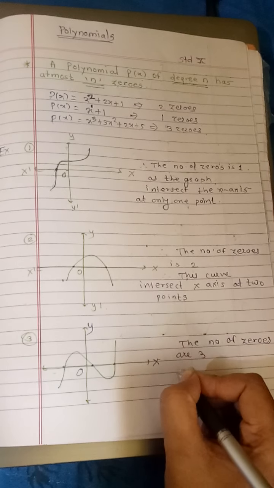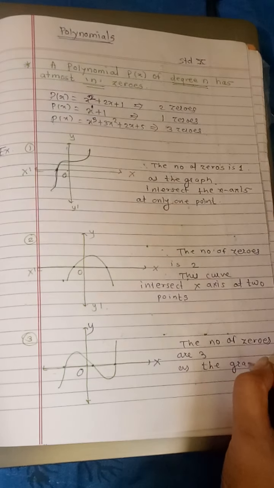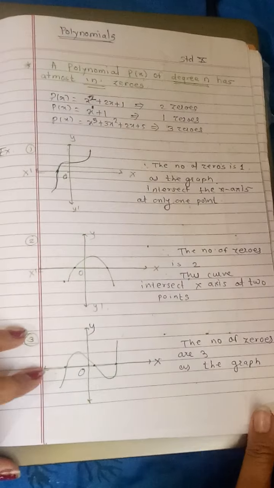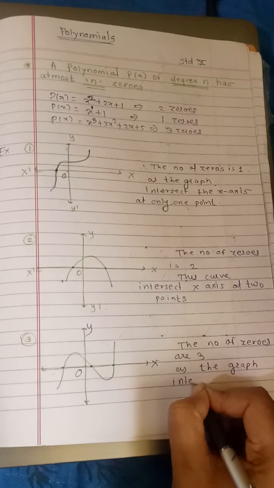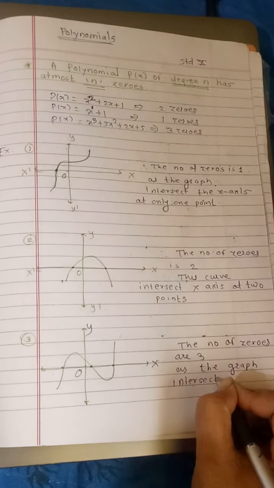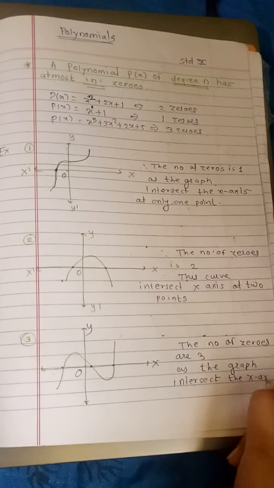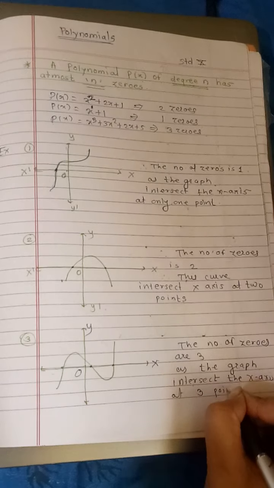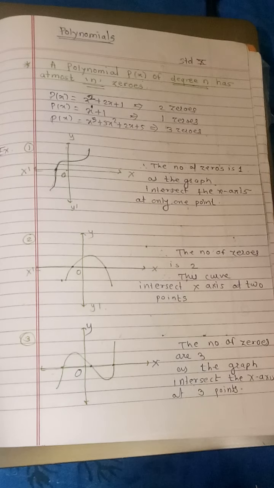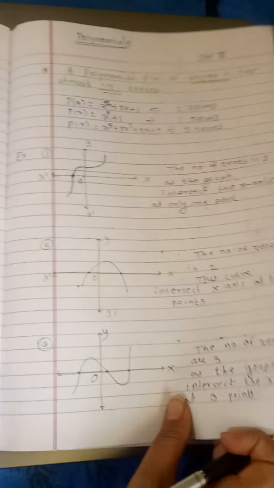As the graph intersects the x-axis at 3 points, the number of zeros is 3. Clear this. Then I take the next example.